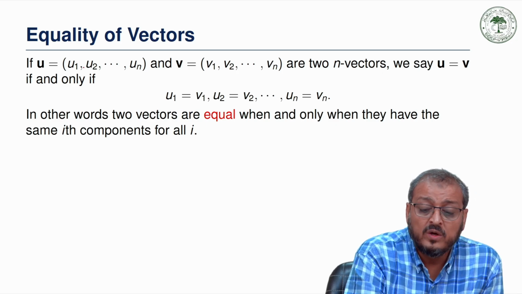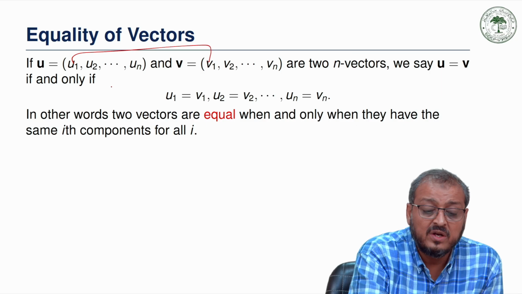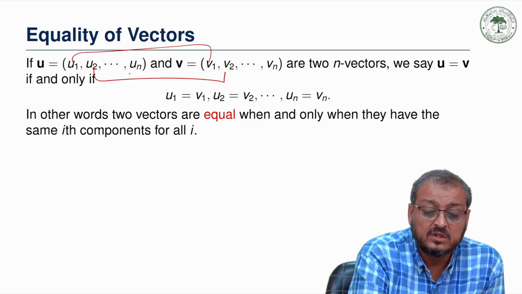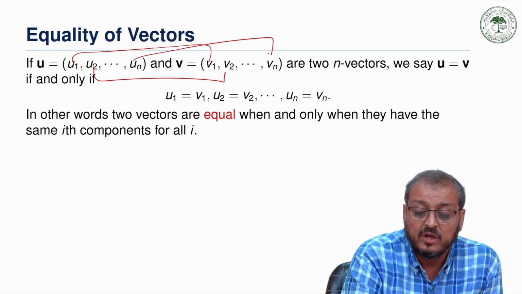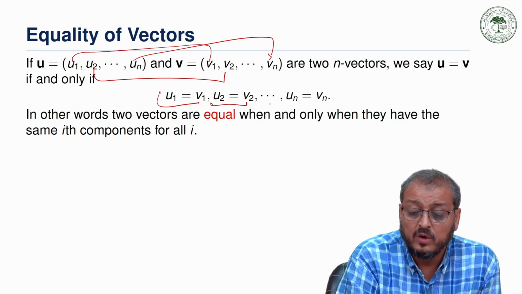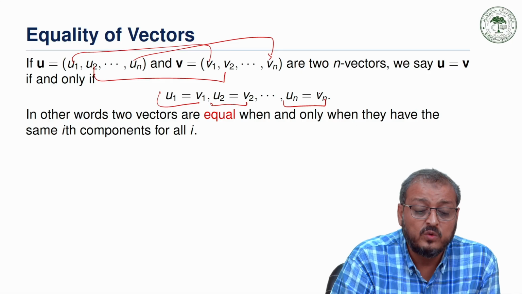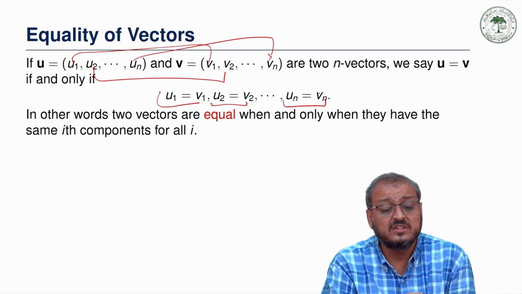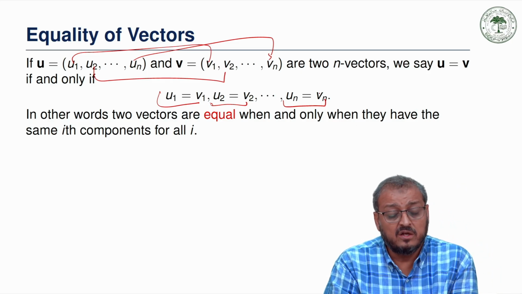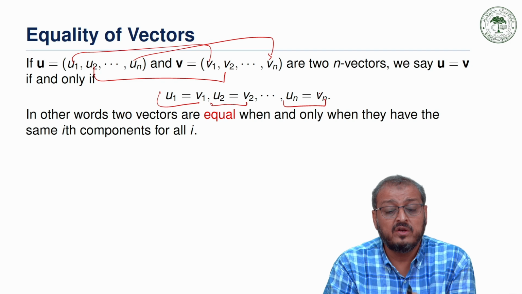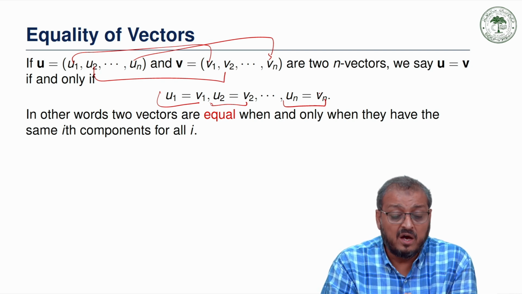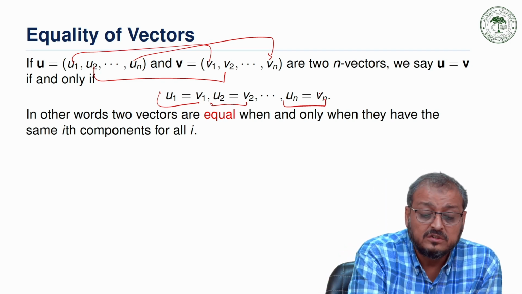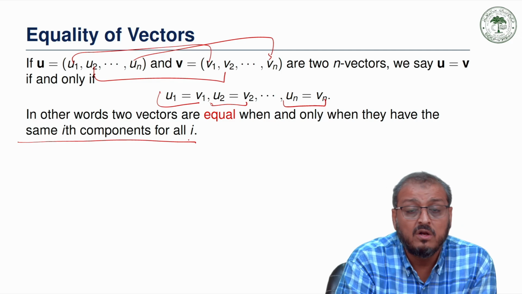This means u1 and v1 are the same, u2 and v2 are the same, and so on, and un and vn are the same. So if u1 is equal to v1, u2 is equal to v2, and so on, un is equal to vn. In other words, we can say that two vectors are equal only when they have the same ith components for all i.